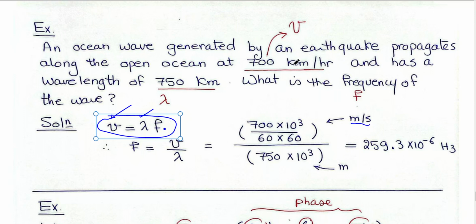What is given is kilometer per hour. I will multiply by 1000 to have meter instead of kilometer, and multiply the denominator by 60 to convert hour into seconds. So instead of using kilometer per hour, I will use meter per second. Then I will divide by the wavelength. The wavelength is measured in meters, but here it is given in kilometers, so you have to multiply by 1000 to convert from kilometer to meter.